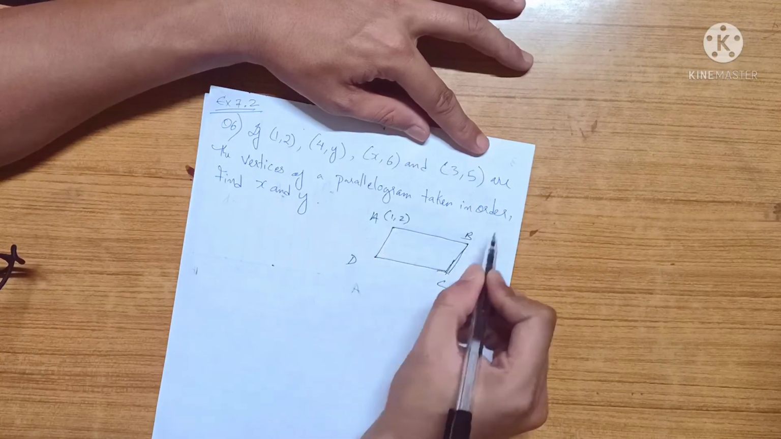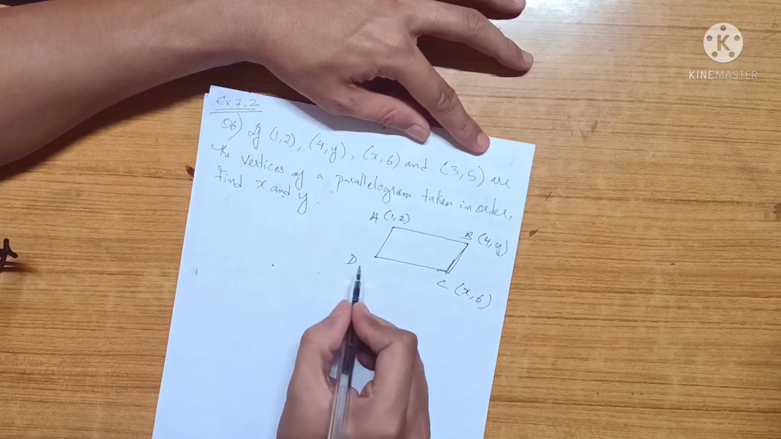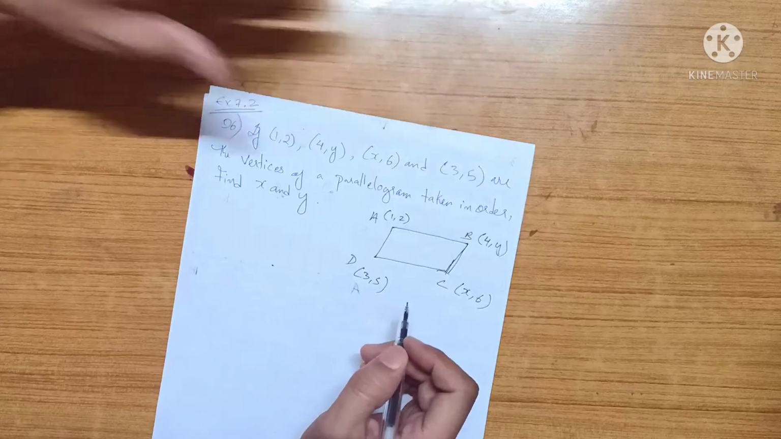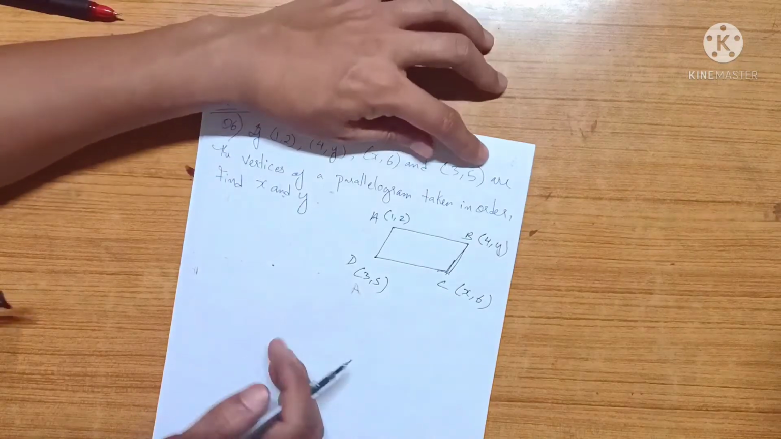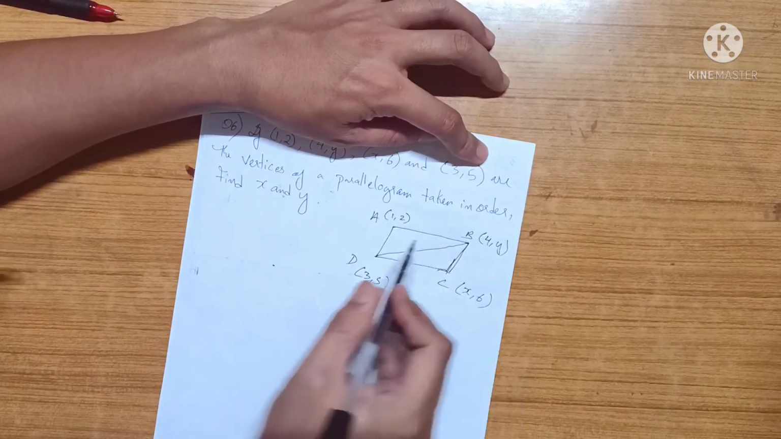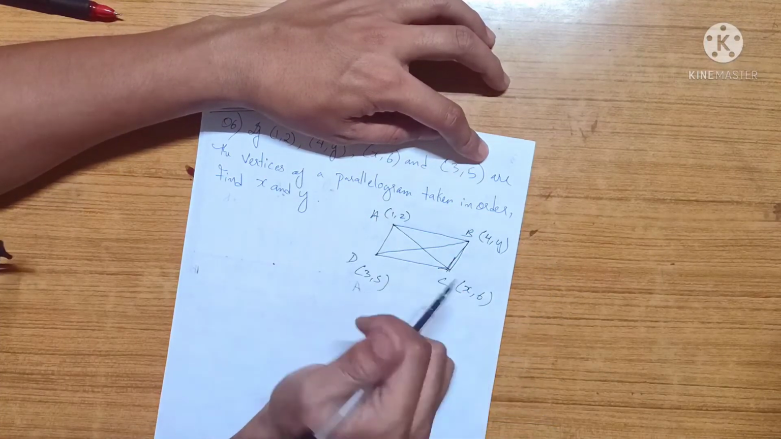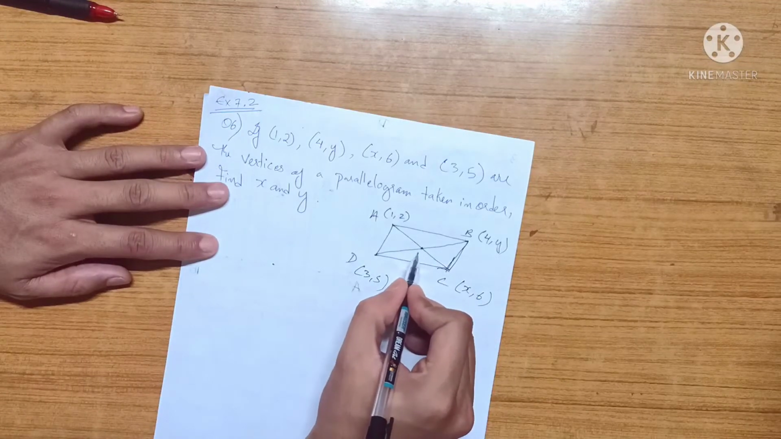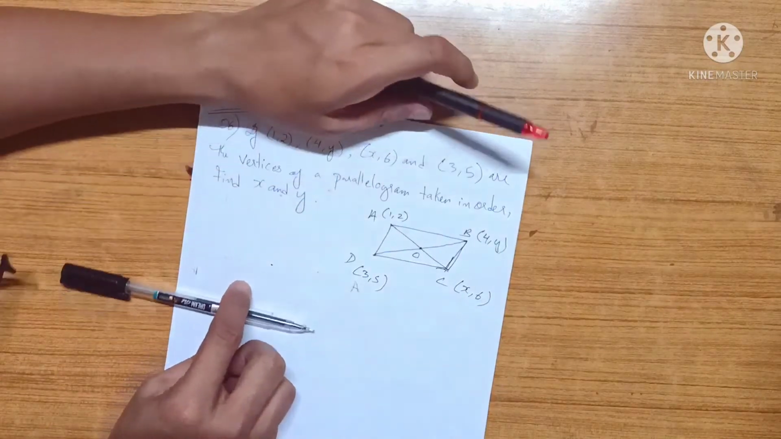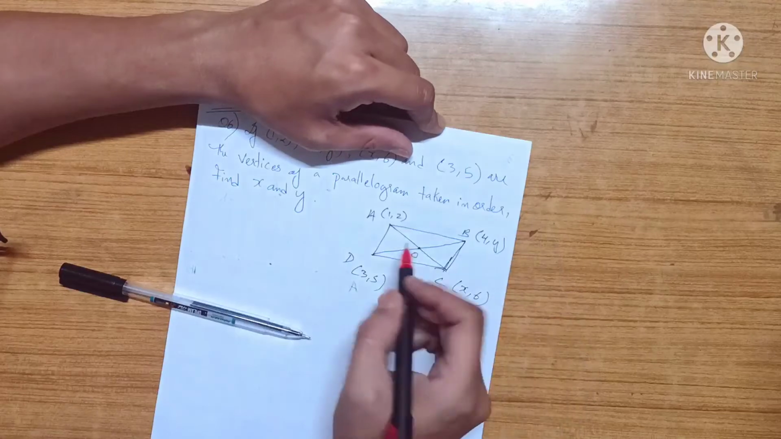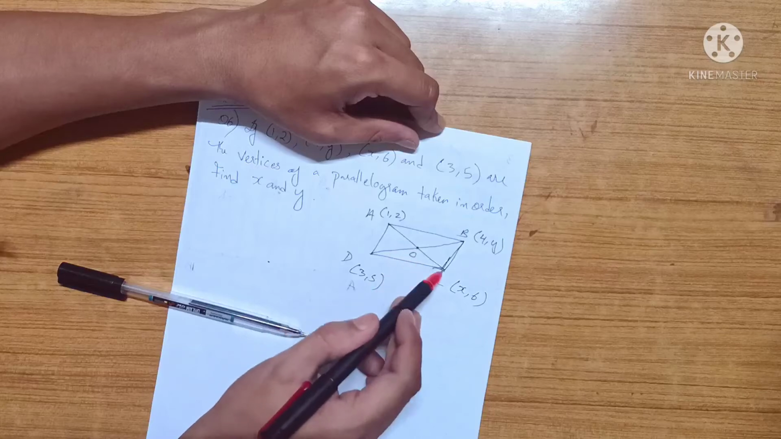A coordinate is (1, 2). B coordinate is (4, y). C coordinate is (x, 6). And D coordinate is (3, 5). Now, one property of a parallelogram that you should know is that the diagonals are not the same length. BD will not be equal to AC, but if they intersect at one particular point, then they bisect each other. Bisect means cut in half. They will cross each other in such a way that DO will always be equal to BO, and AO will always be equal to OC.